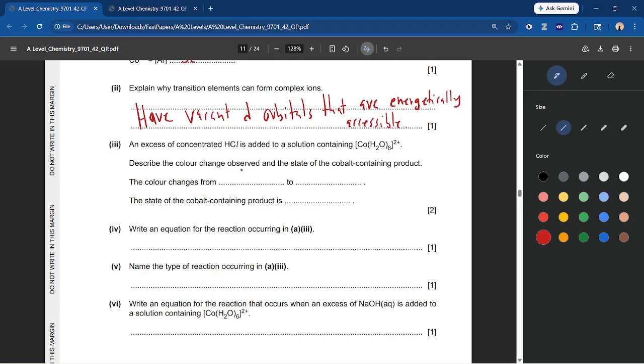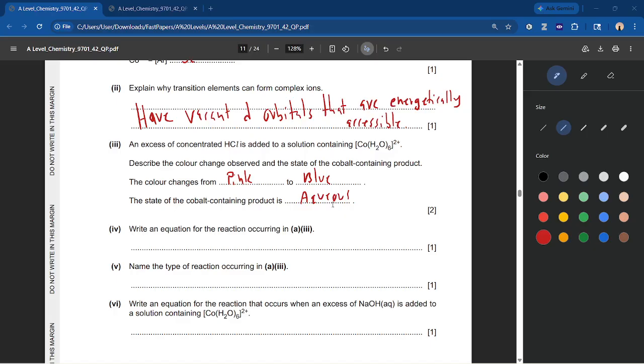Describe the color change observed and state the cobalt-containing product. The color changes from pink to blue, and the cobalt-containing product is the cobalt chloride complex ion.